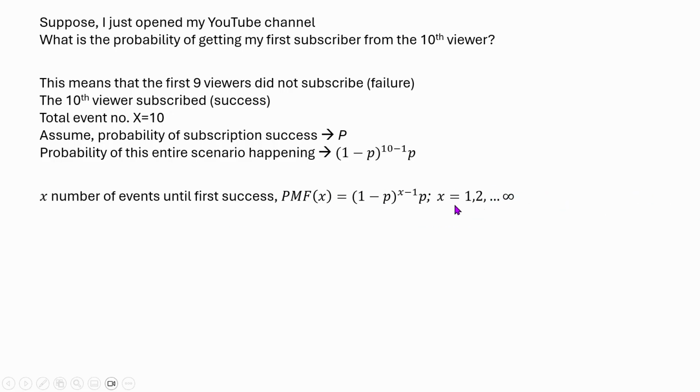One more thing, you may be wondering why x cannot be 0. It is because if there is 0 event occurring, then obviously there will be no success or no failure. That is why x starts from 1. So if we say x equal to 10, that means on the 10th event, there will be a success and the previous 9 were failures.